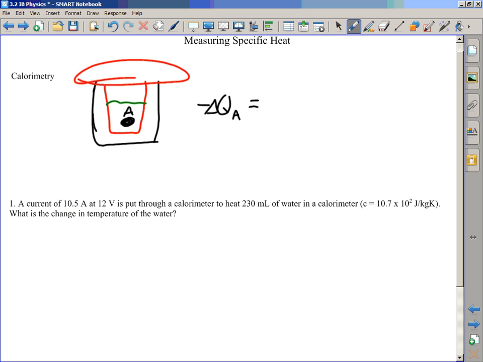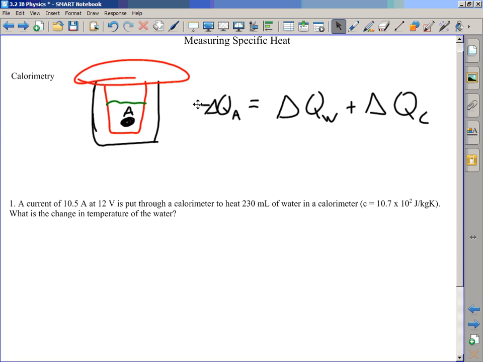So this is going to equal delta Q of the water plus delta Q of the calorimeter. That's the IB. And for every delta Q, we can substitute in mc delta T.